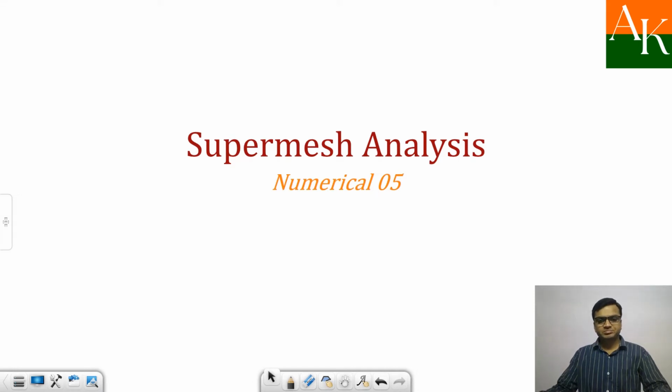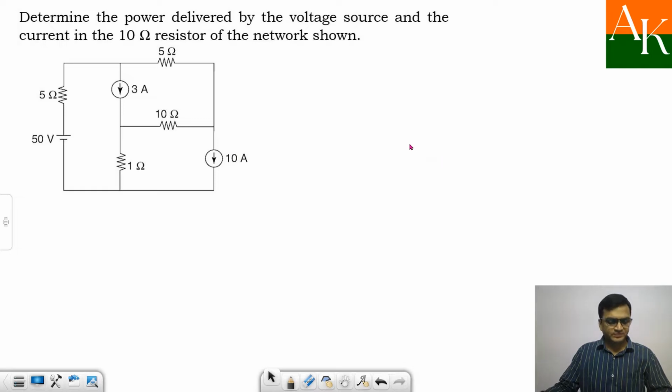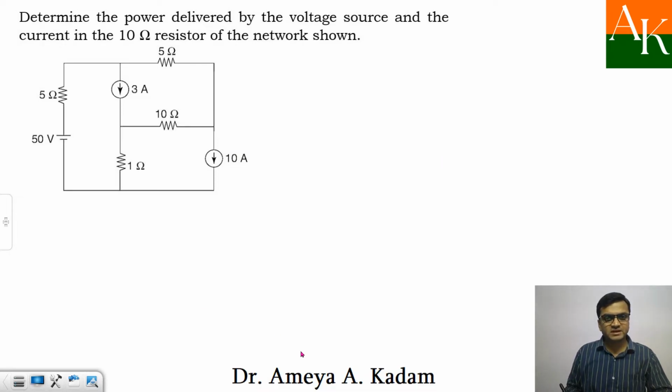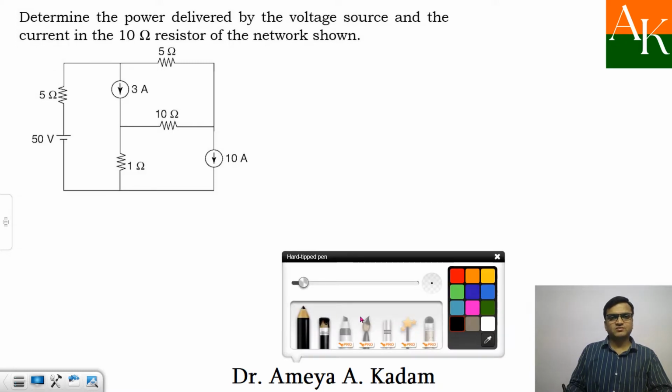Hello students, in this lecture we will see one more numerical on Supermesh Analysis. Now the problem statement is: determine the power delivered by the voltage source and the current in the 10 ohm resistor of the network shown. So power delivered by the voltage source, they are asking. Power is nothing but voltage into current. So basically we have to calculate the current flowing through this branch or through this voltage source.